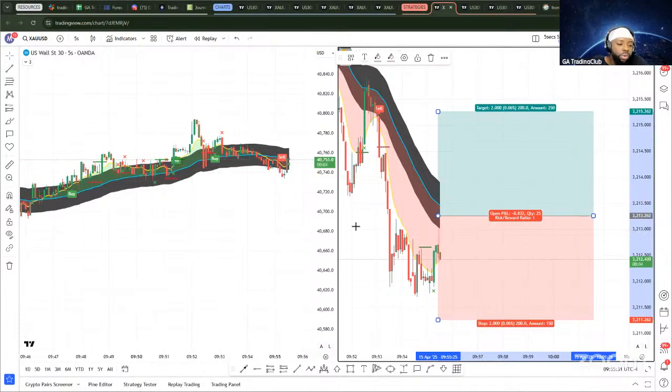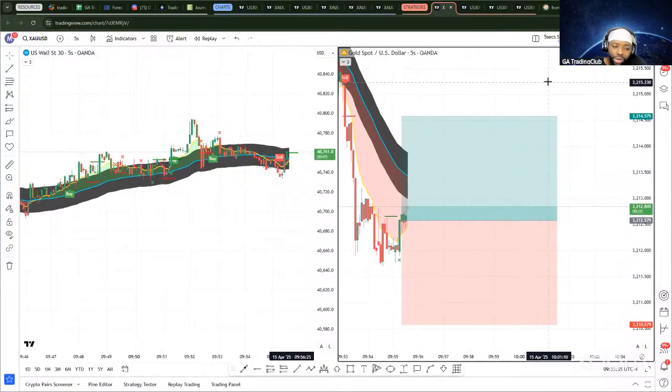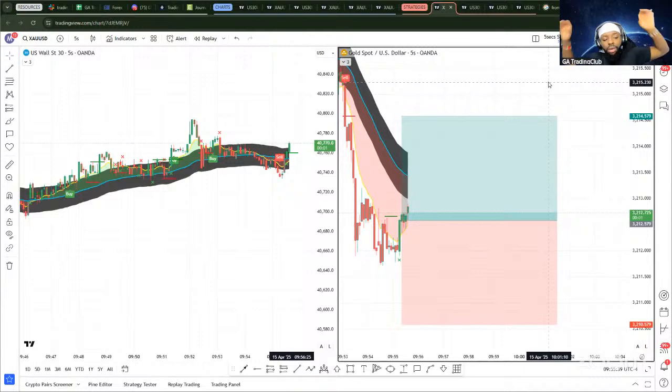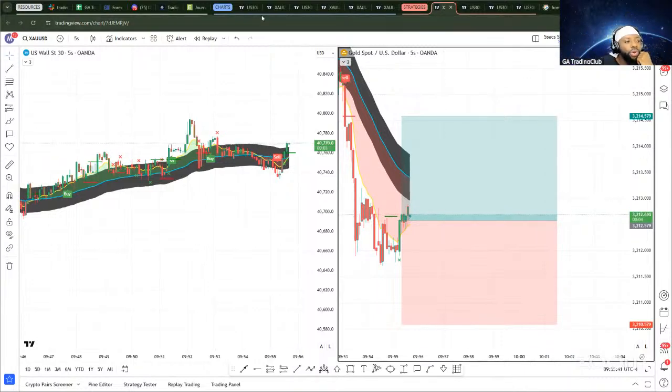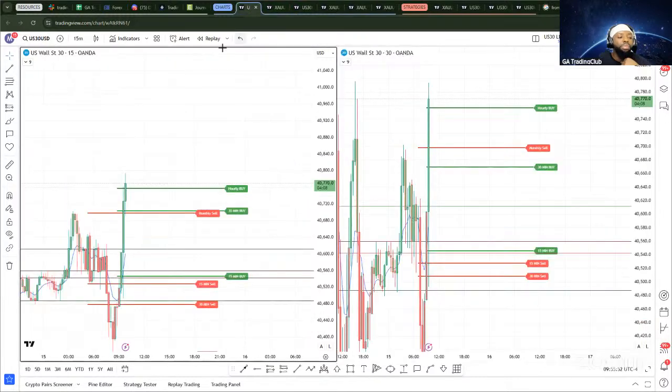Okay, so anybody looking to take gold, that would be your entry right there. For anybody taking gold, I would recommend finding other confluences, but that would be the entry. So we'll just mark it up. If you're interested in taking it, that would be the buy entry for gold at 3212.5, $2 TP, $2 stop loss.